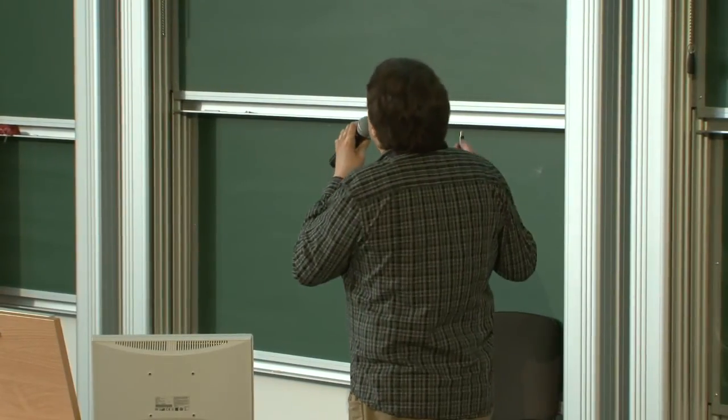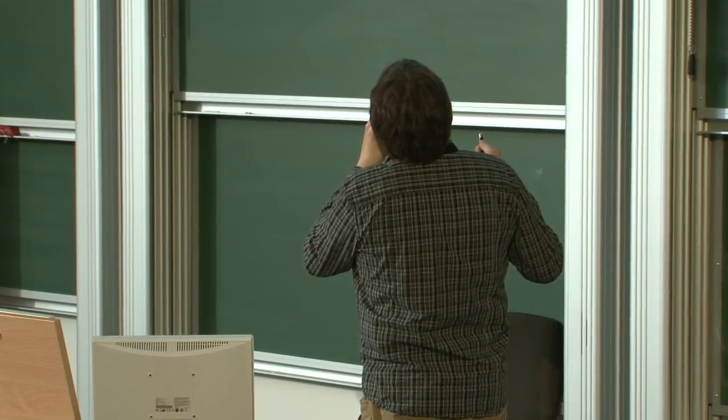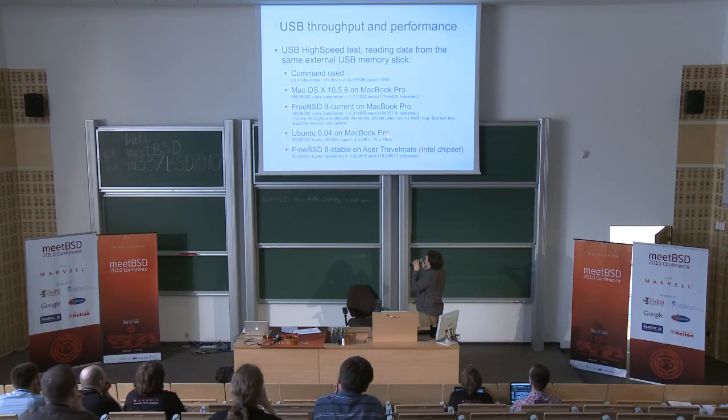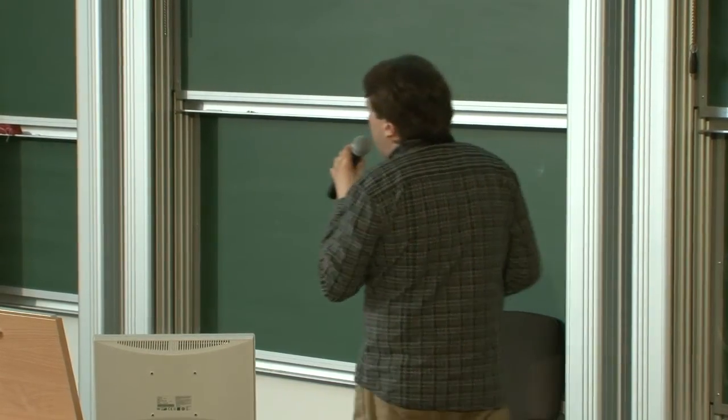The results show that on a MacBook Pro, the FreeBSD USB stack does not perform so well. It's doing 60% of the generic Mac and Linux on this MacBook. However, if I use exactly the same USB code on another chipset, I actually get more throughput than on all three other tests. So how can this be?